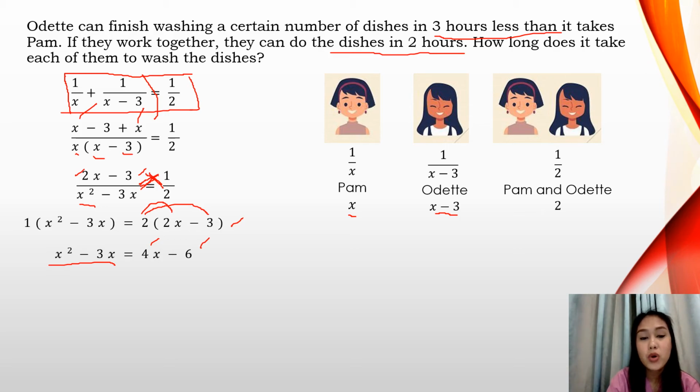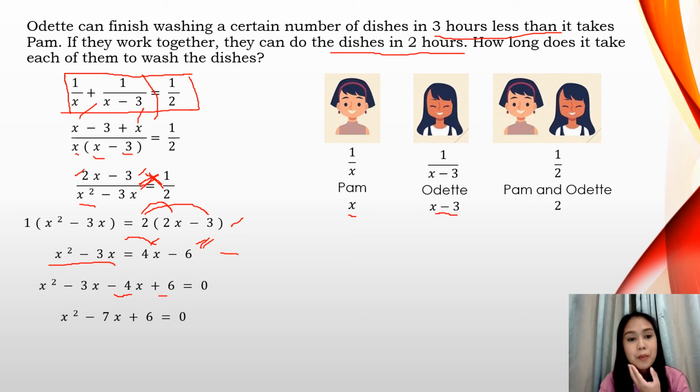Next up, we are ready now to have a quadratic equation in standard form. So we just transpose 4x and negative 6 to the other side of the equation. So 4x becomes negative 4x here, and negative 6 becomes positive 6 here. So that would be x squared minus 7x plus 6. Negative 3x minus 4x is negative 7x.